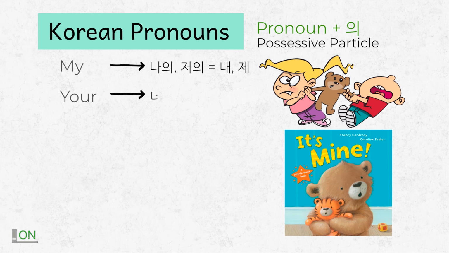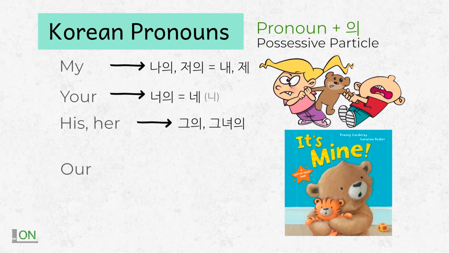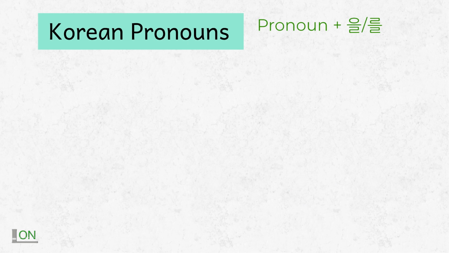Your will be 너의, and it can be shortened to 니. In this case, this will be pronounced as 니. It was made again to not mix up 내 as my and 내 as your, so your will be pronounced as 니, but we spell it as 내. His will be 그의, her 그녀의. Our will be 우리의, but in most cases we just simply say 우리. Their will be 그들의.